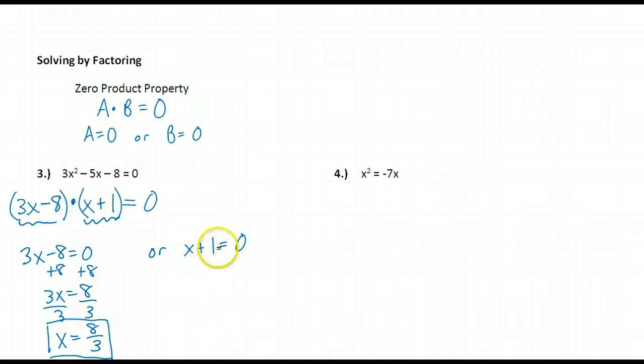And I only see x once in this equation, so I can solve for x by subtracting 1 from both sides.